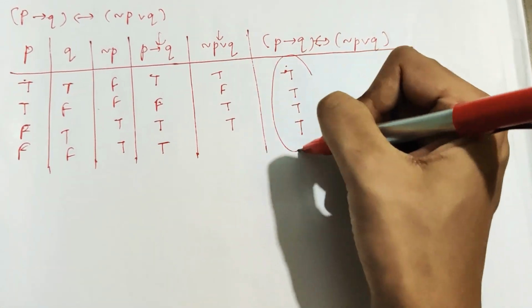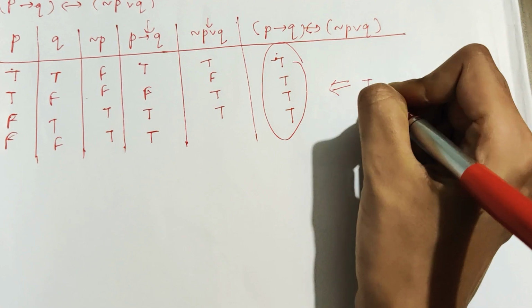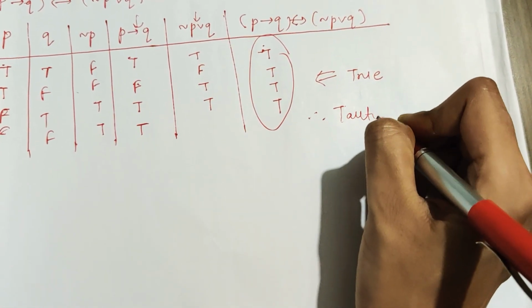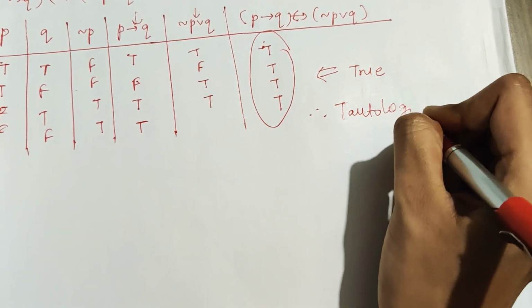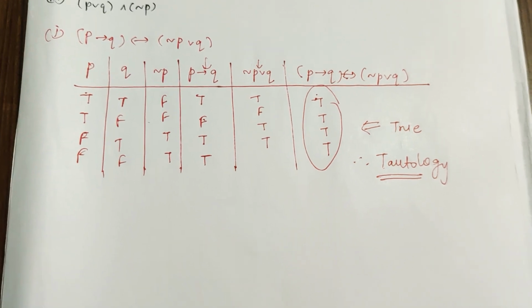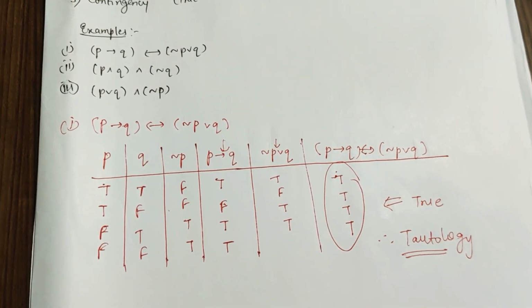So see, all the values are true. Therefore, it is tautology. We will see the next example.